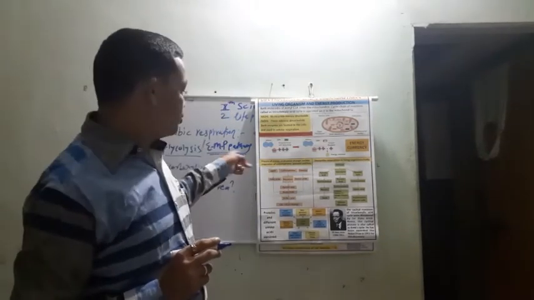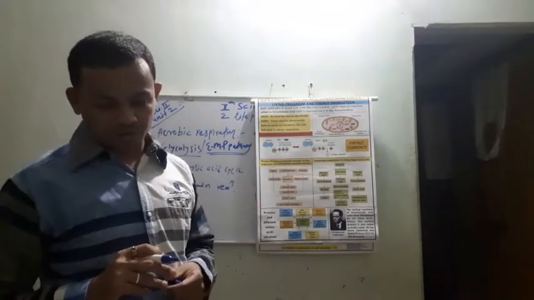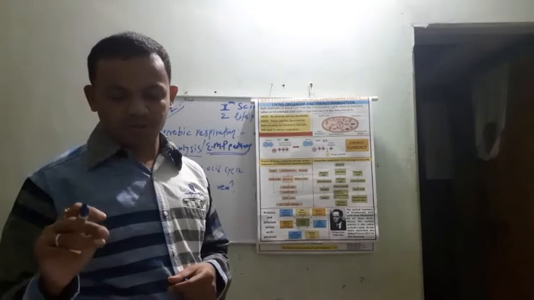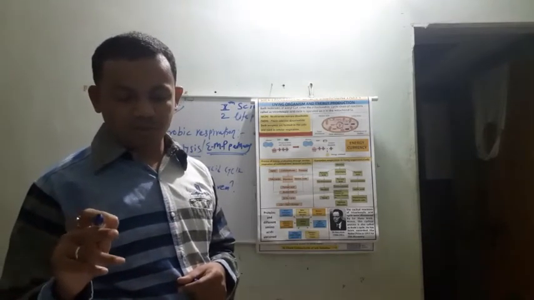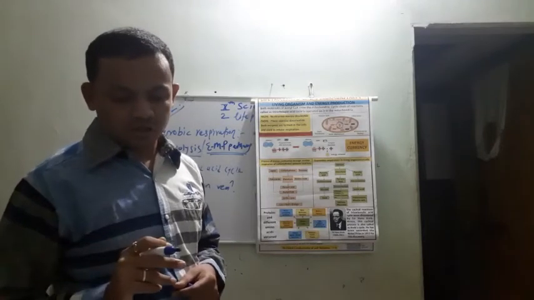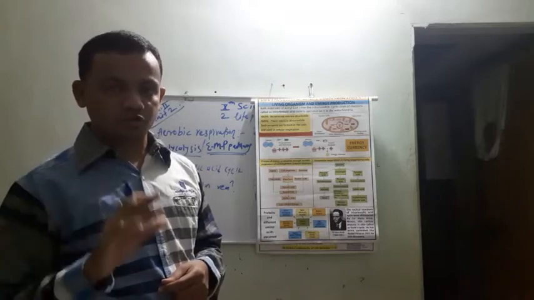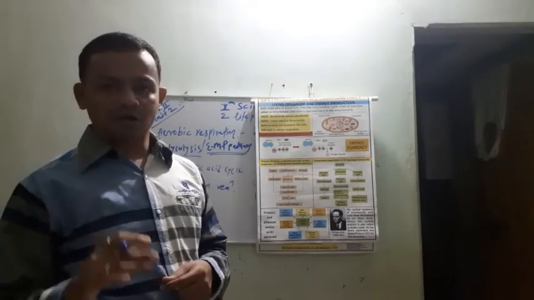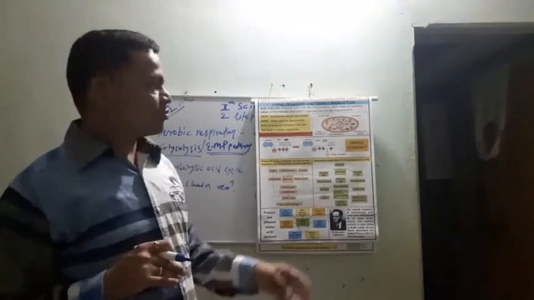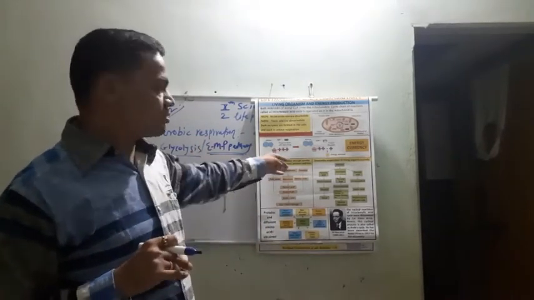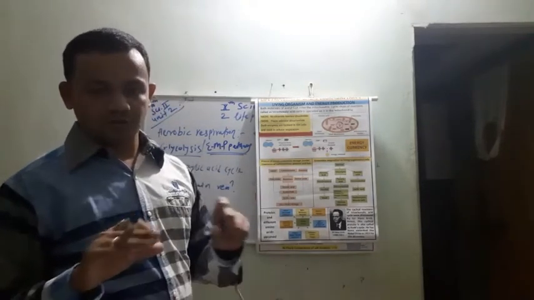This EMP denotes the names of the scientists who discovered this process. So EMP means E for Embden, M for Meyerhof and P for Parnas. So the EMP pathway also means glycolysis. You have to remember that glycolysis has another name, that is the EMP pathway. In glycolysis, glucose is converted into pyruvic acid.